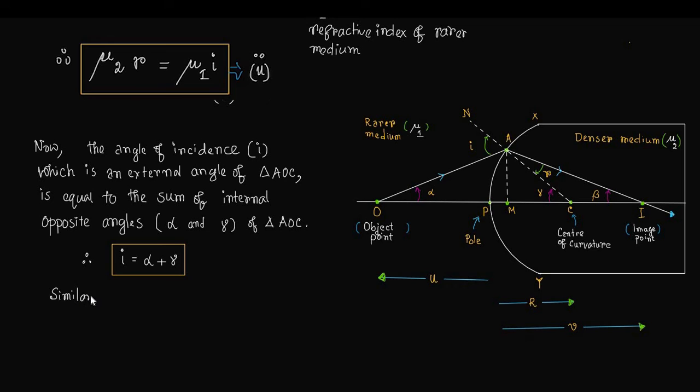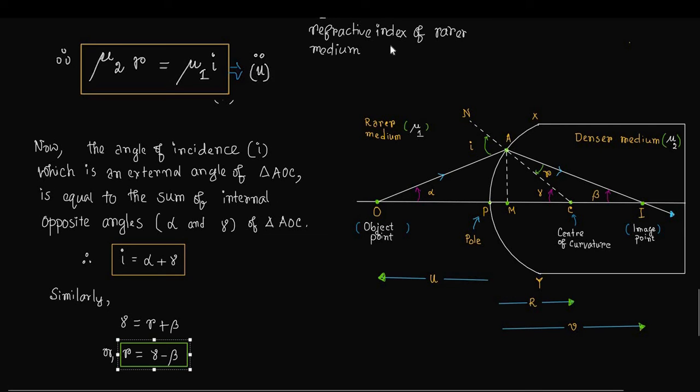Similarly, the angle gamma, that is the angle subtended by the radius of curvature with the principal axis, is the external angle of the triangle ACI. Hence external angle gamma is equal to the sum of two internal angles, R and beta. So gamma is equal to R plus beta, therefore R is equal to gamma minus beta, which is the angle of refraction, and we get the angle of incidence I as alpha plus gamma.